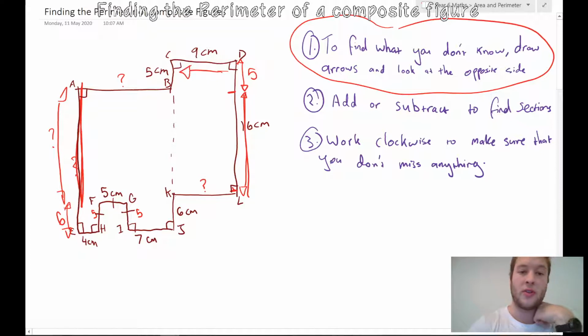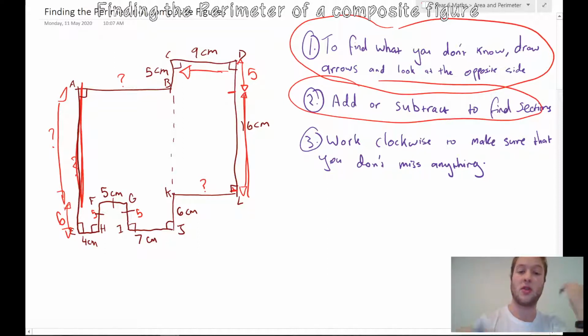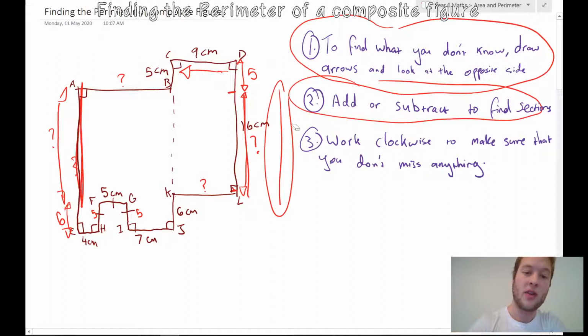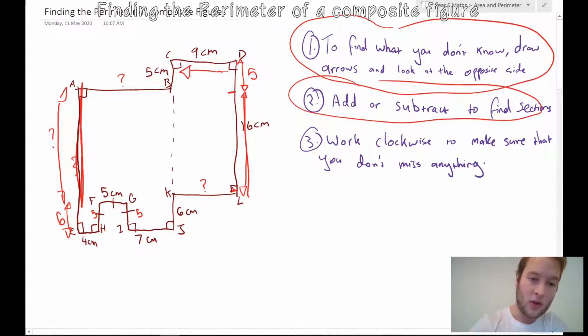I'm just looking opposite. So here we go on to step 2, which is we need to either add or subtract to find the missing section. So for me to work out what this section here is, I'm just going to go 16 take away 5. It's like I've got this line and then this line. So if I remove this, I'll just have this. So 16 take away 5 is 11. I'll rub out this line here so it's not confusing. So this red line I've got is 11 centimeters.